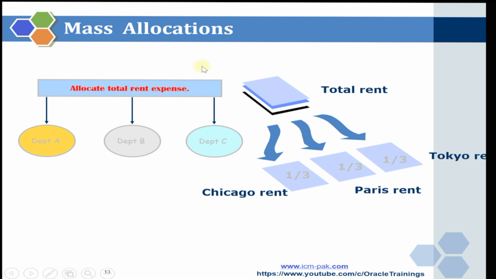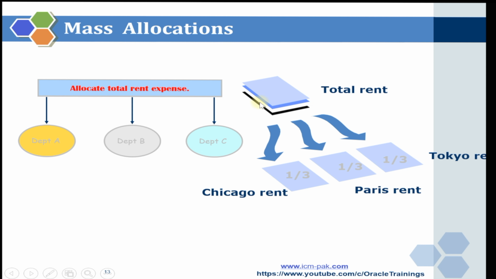Let me explain with an example. You are working with a company and you have to pay the rent for 3 companies, like Chicago rent, Paris rent and Tokyo rent. You have one total rent because you are paying one total amount to the rental company, and this rent you will divide based on ratios, proration or a formula set by your financial people. That can be based on consumption, or on size, or whatever way they want to allocate.